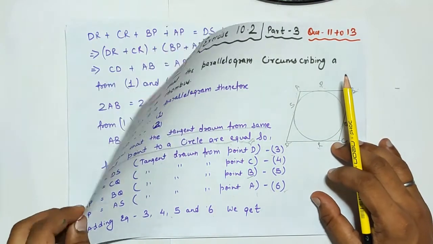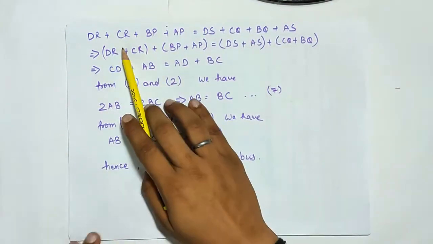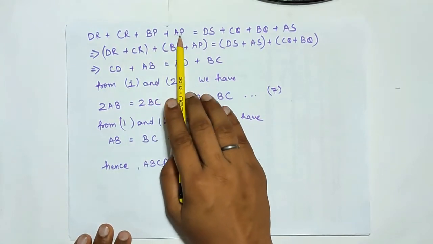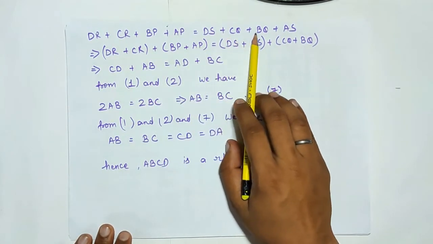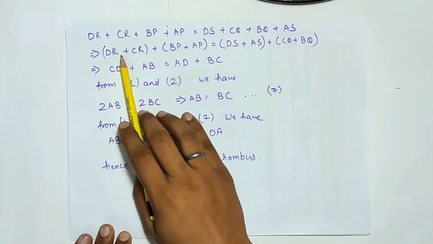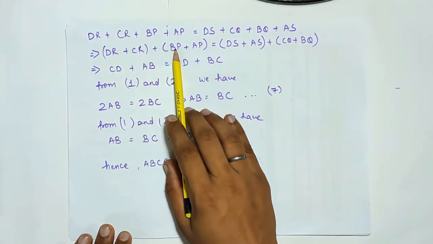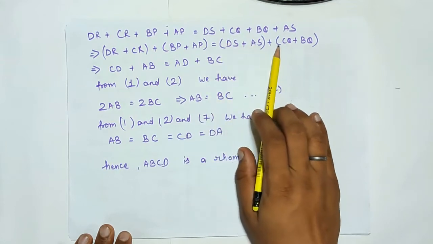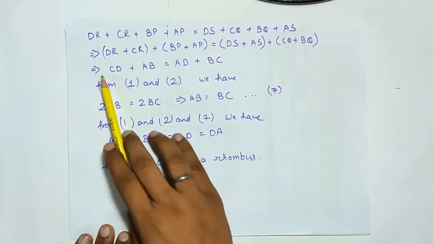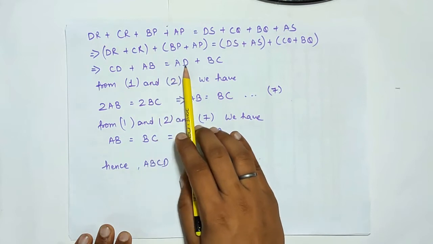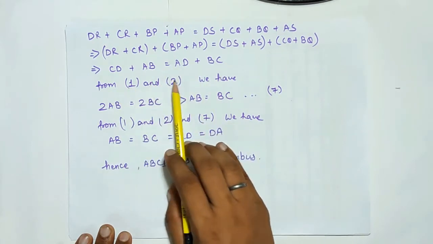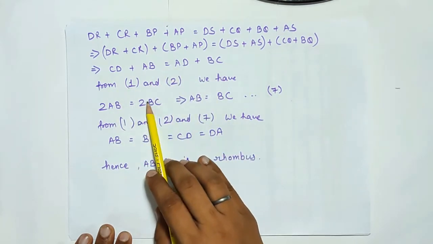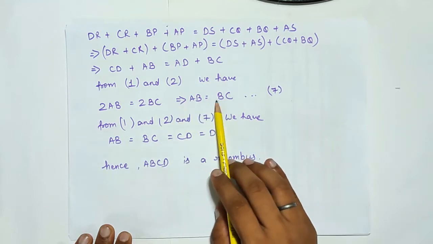DR plus CR plus BP plus AP is equal to DS plus CQ plus BQ plus AS. That is, (DR plus CR) plus (BP plus AP) is equal to (DS plus AS) plus (CQ plus BQ), that is CD plus AB is equal to AD plus BC. From first and second we have 2AB is equal to 2BC, so AB is equal to BC.